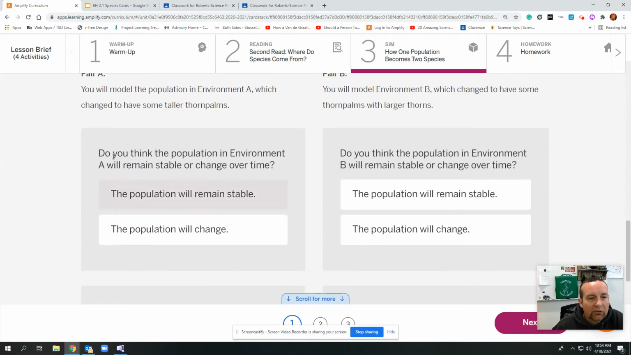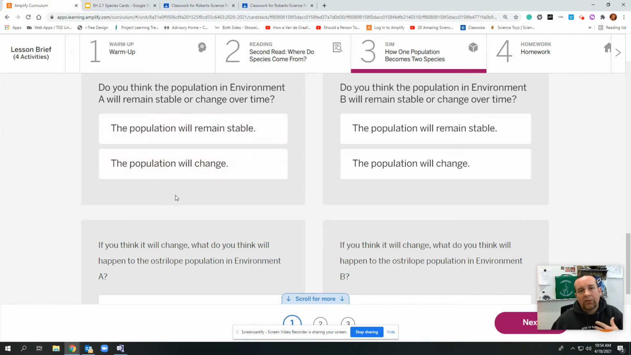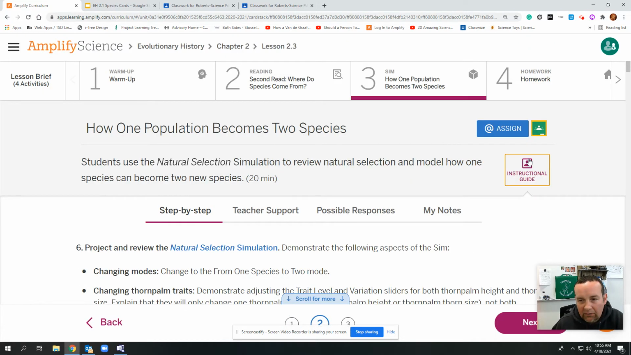We're going to make a prediction first before we get to play in the sim. Do you think that the population in the environment will remain stable or change over time? This is just a prediction, but at this point in the unit we should already be thinking, yeah, the population will probably change. And then if you think it will change, what do you think will happen with the australope population environment? I kind of already spoiled that one for you. So let's go do the sim now.